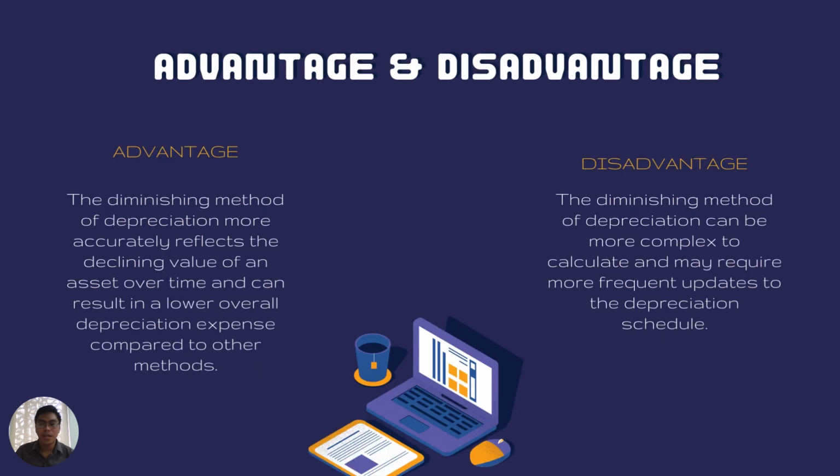And lastly, here are some of the advantages and disadvantages of using the diminishing method. One of its pros is it accurately reflects the declining value of an asset over time and can result in a lower overall depreciation expense compared to the other methods. But on the other hand, this method is complex to calculate and may require more frequent updates to the depreciation schedule.